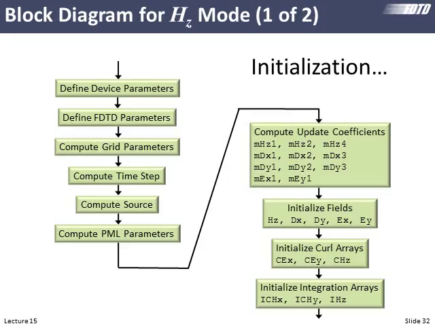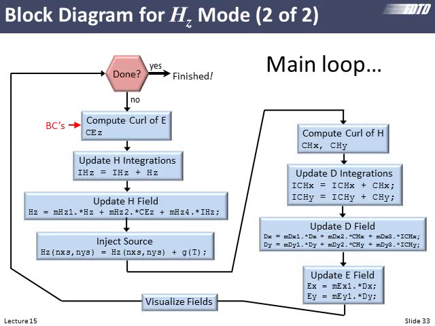We can do a similar thing for the HZ mode if we wanted to simulate that. But it follows the same block diagram. The only difference is we have different update coefficients to calculate. We have different fields and integration terms to initialize to 0, and that makes sense. And the block diagram is still about the same. We'll calculate the curl of E, update the H field integrations, update the H field, inject an H field source, calculate the curl of H, update the D integrations, update the D field, and maybe visualize the fields, and just keep iterating this until the end of the model.